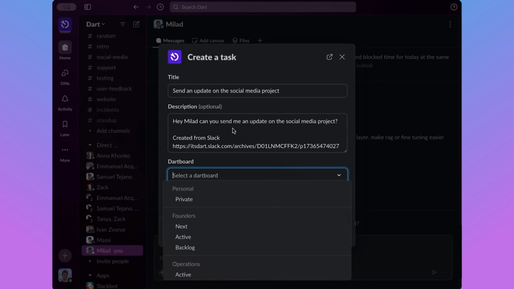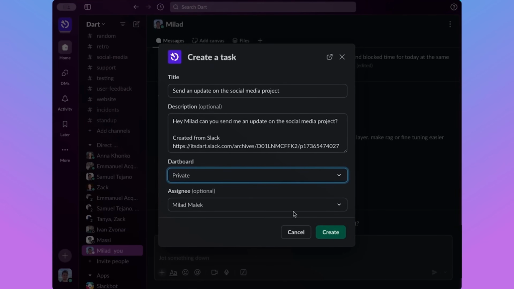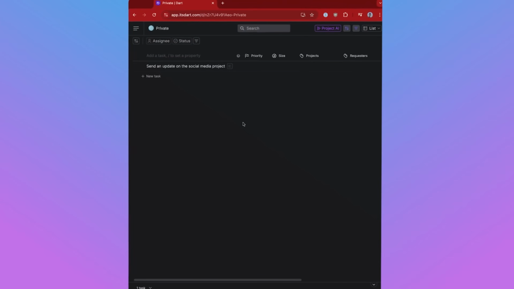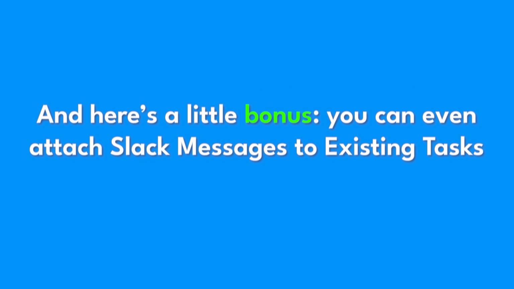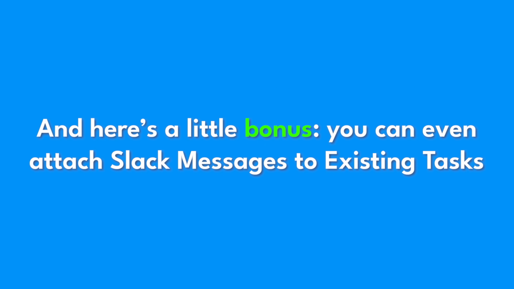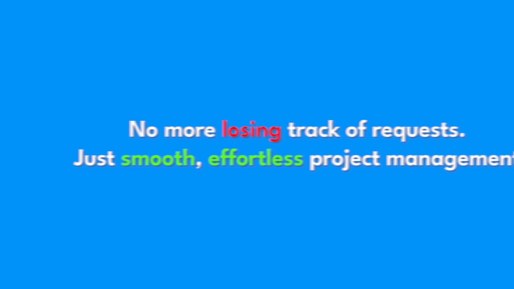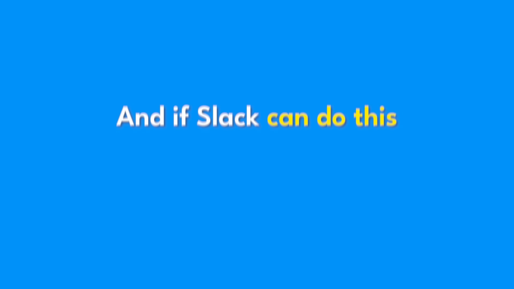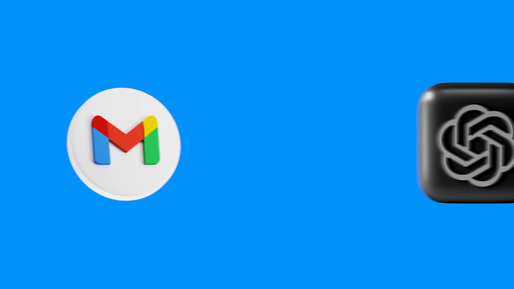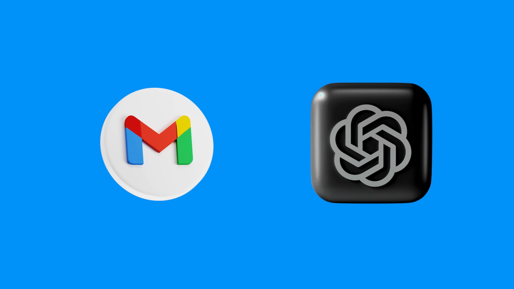Now, to customize it, assign it to yourself or a team member. Set a due date. Add priority tags if needed. Click Save, and just like that, it's in your task list. No more forgotten messages. And here's a little bonus. You can even attach Slack messages to existing tasks. No more digging through Slack threads. No more losing track of requests. Just smooth, effortless project management. And if Slack can do this, imagine what happens when we bring email and ChatGPT into the mix. Let's keep going.